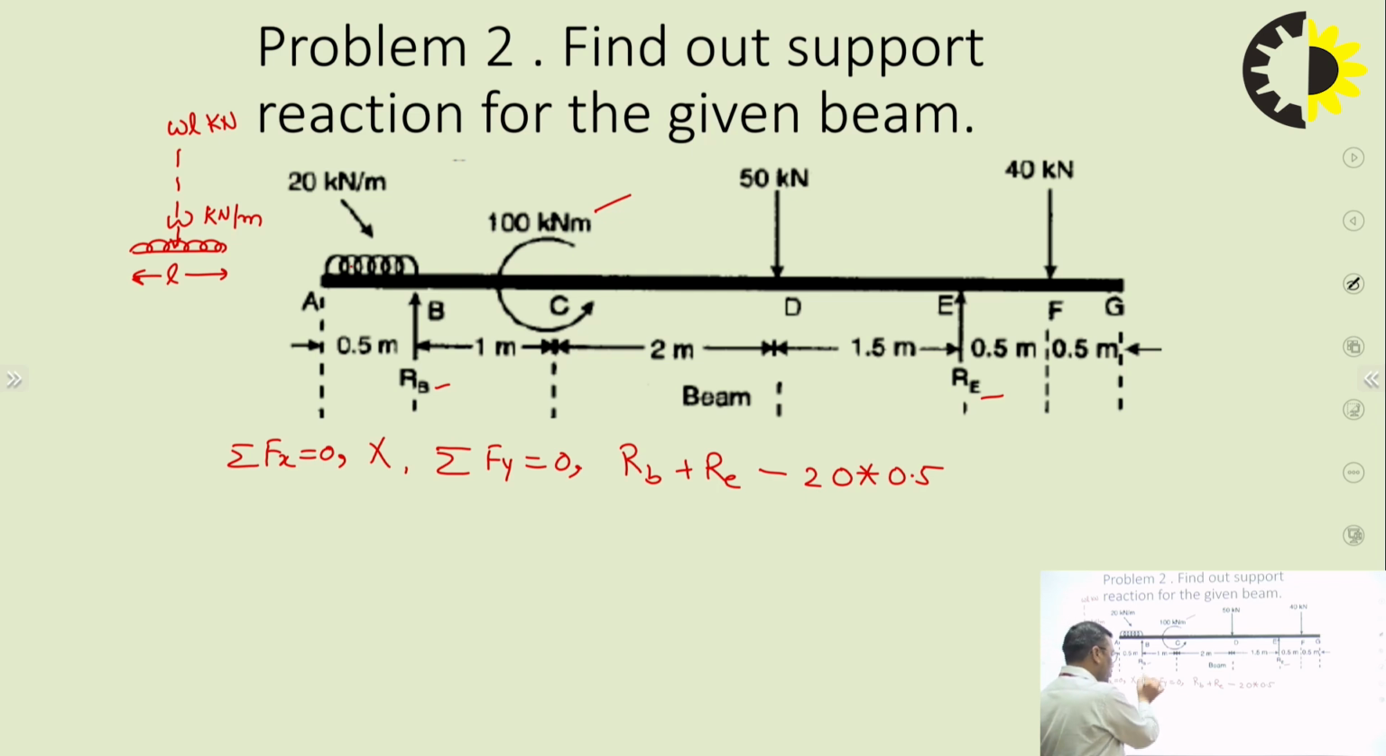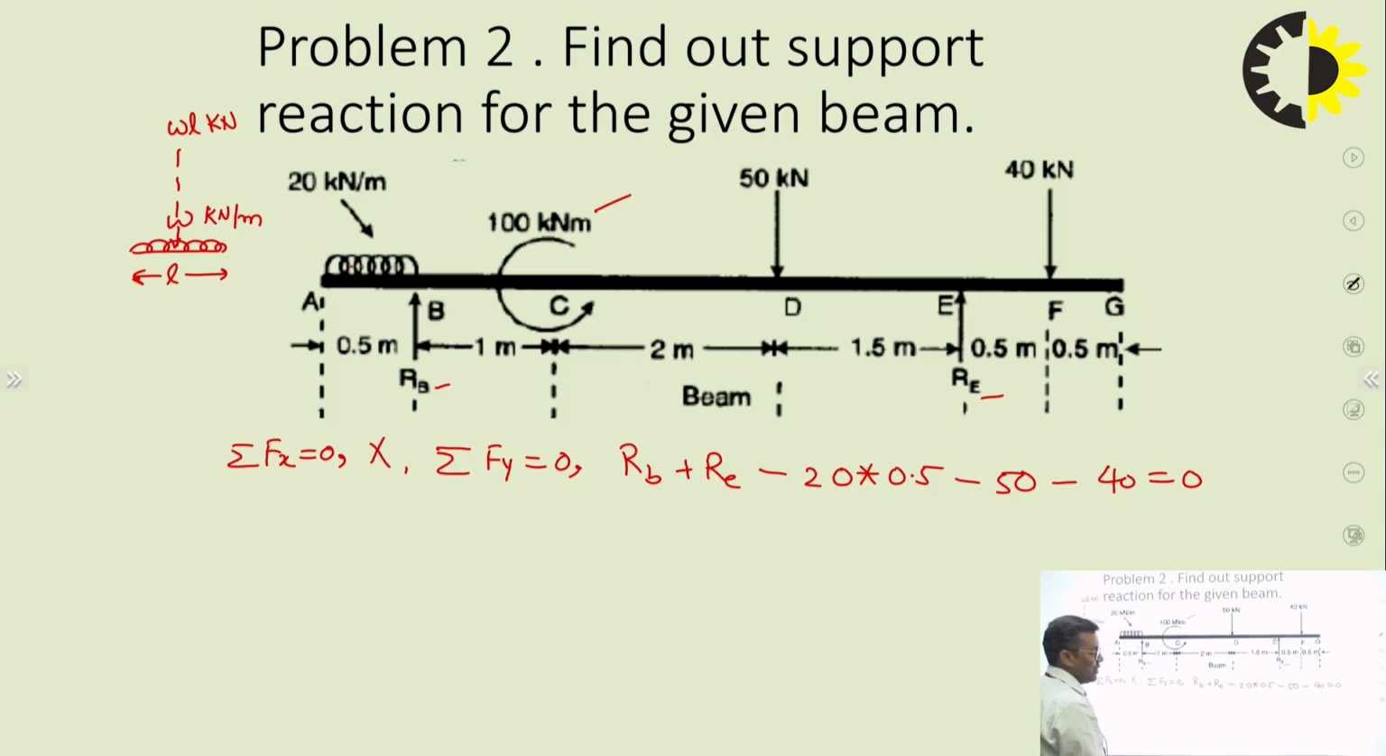I am writing the equation for the forces, not for the moment or the couple. So now I am moving towards the next one. Downward. Why did I take downward? Obviously it is downward, so I took it as negative. Then here it is coming out, that is minus 50. Then RE I have already taken. Then minus 40 equals to 0.